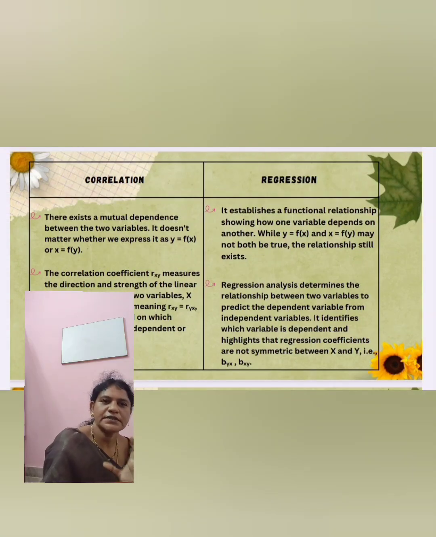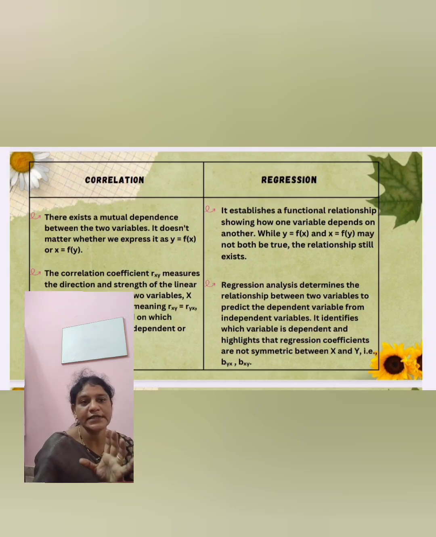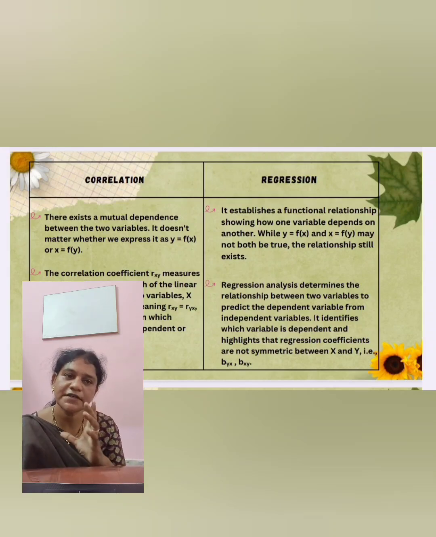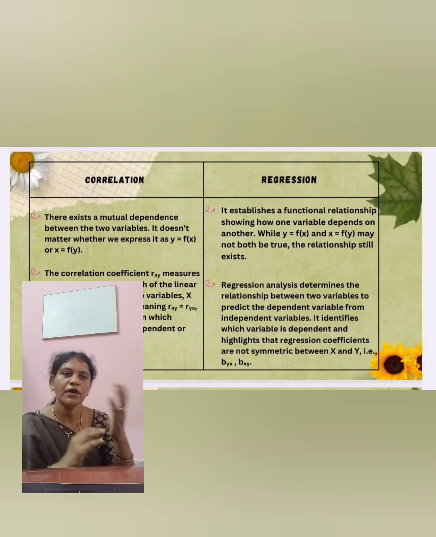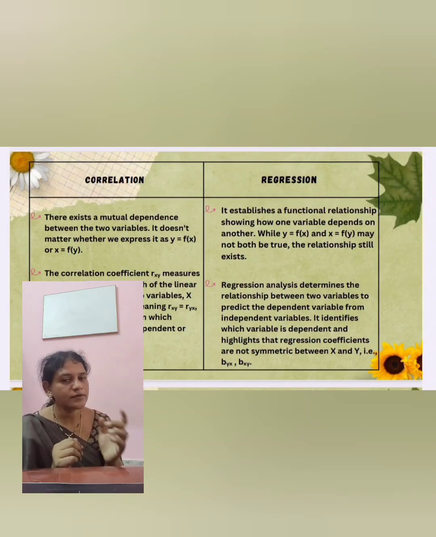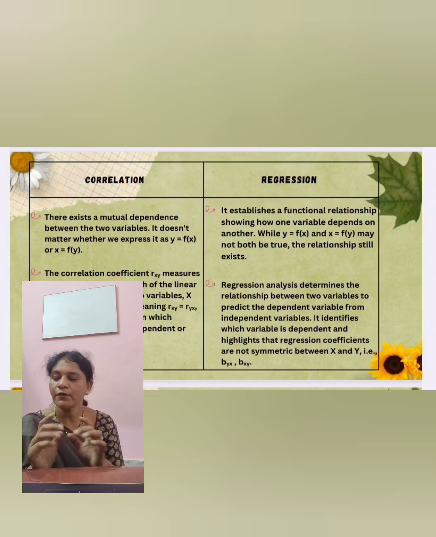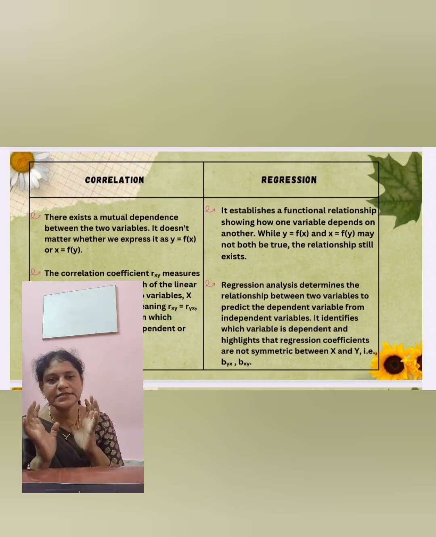In correlation, there exists a mutual dependence between the two variables. It does not matter whether we express it as y is equal to f of x or x is equal to f of y. In regression, a functional relationship is established, showing how one variable depends on another. While y equals f of x or x equals f of y may not both be true, the relationship still exists.